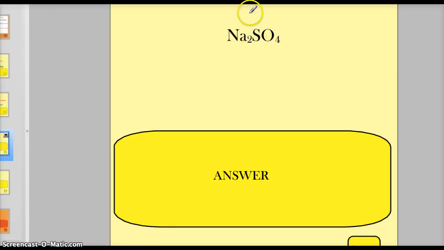Alright, again, I'm going to draw my line after the first element. So Na2 is my first element, and if you go to your periodic table, it's going to tell you Na is sodium. Then I have SO4. So that's two elements, that's more than one. That means I need to use my polyatomic ion list.